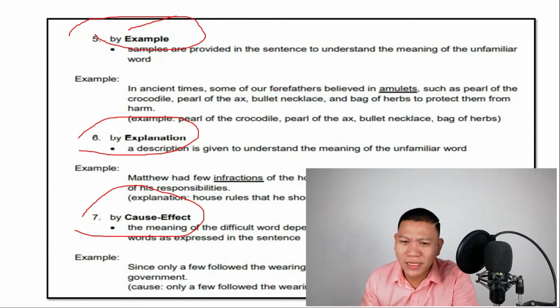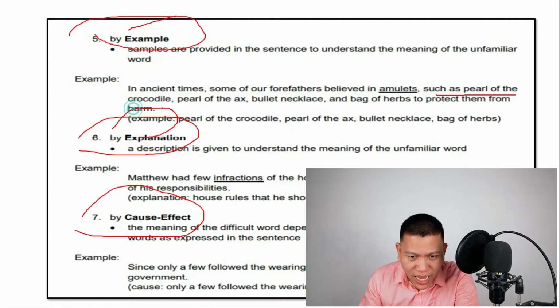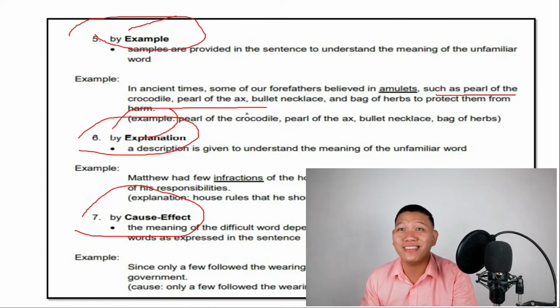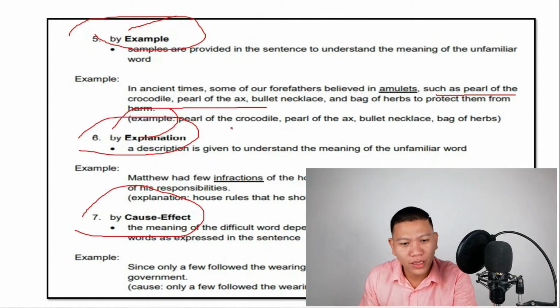So in ancient times, some of our forefathers believed in amulets such as pearl of the crocodile, pearl of the axe, bullet necklace, and bag of herbs to protect them from harm. So the meaning of amulets here is, of course, we have examples such as pearl of the crocodile, pearl of the axe, and so on. So these are examples of the word amulets.